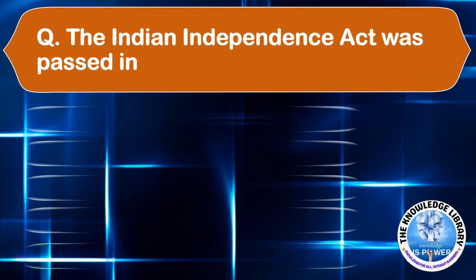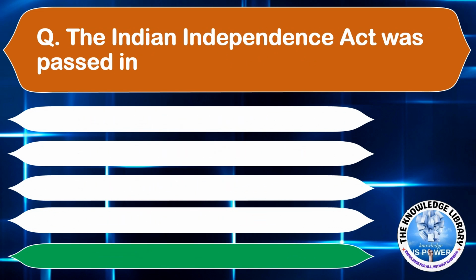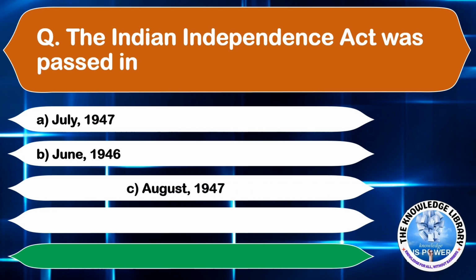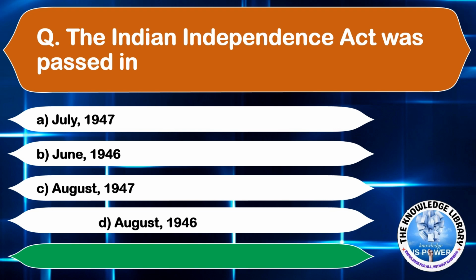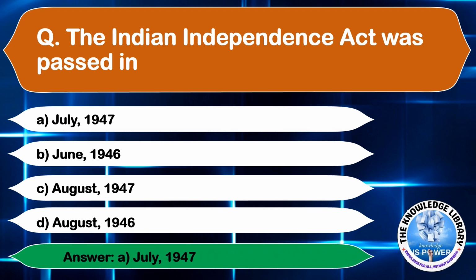The Indian Independence Act was passed in option A, July 1947. Option B, June 1946. Option C, August 1947. And option D, August 1946. The correct answer is option A, July 1947. Moving on to the next question.